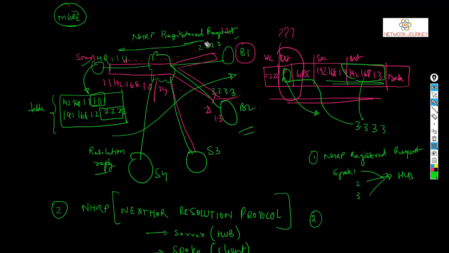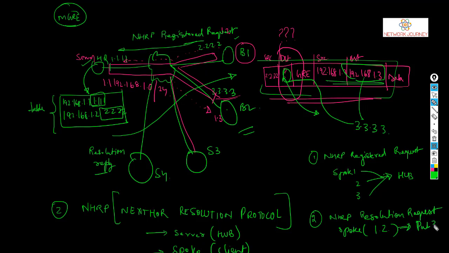Step number 2 is when spoke 1 wants to communicate with spoke 2. Now spoke 1 will send this kind of packet asking what is the right public IP behind this private IP. That will be sent via the NHRP resolution request. In this request the spoke is going to ask: I have this private IP 1.2, what is the public IP for this?